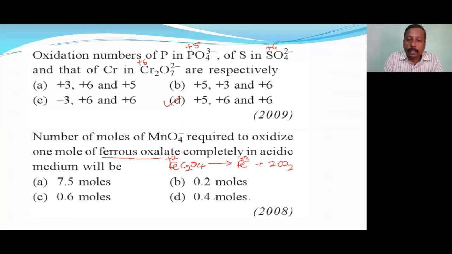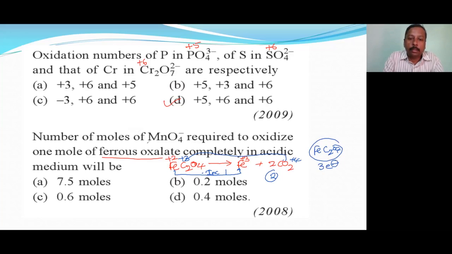Okay. So I am using another color so that you can understand it easily. Here the change in oxidation number for iron is from +2 to +3. Okay, increased by 1. And if you check the carbon oxidation number, here it is +3 and here it is +4. So it is increasing by 2. Okay, each carbon increasing by 1, like the 2 carbons. Okay, so for each and every FeC2O4, how many? 3 electrons.